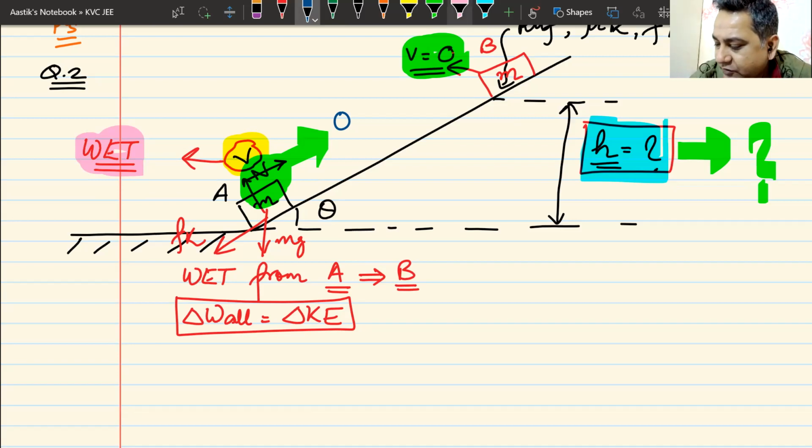Work done by normal reaction is zero. Normal reaction is like this. It's moving like this. The work done is zero. The next force that I'm going to talk about is the weight mg. Now, what is the work done by this weight mg? Mg is downwards. It is moving upwards. Height is h. How much is the work done by mg? Can anyone tell me this?